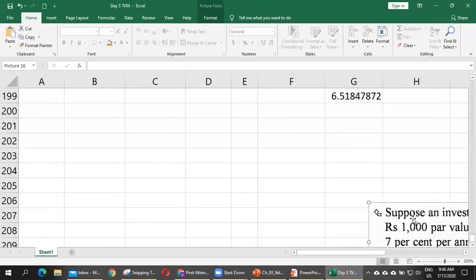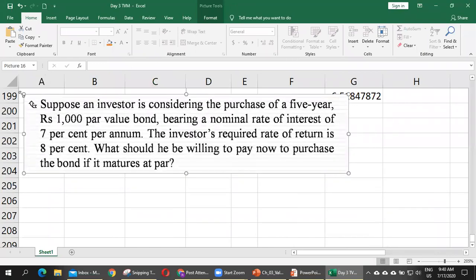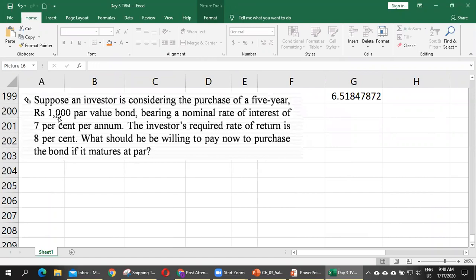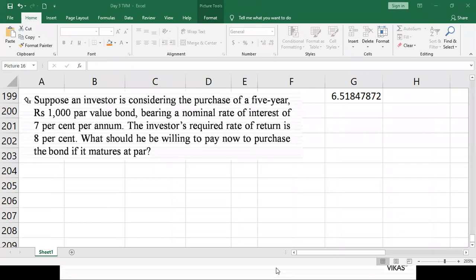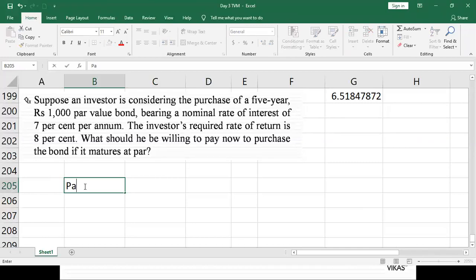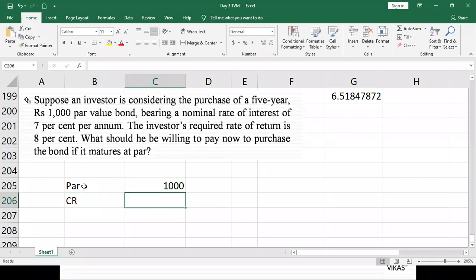What is the coupon rate? The coupon rate of interest it pays. How much? Par value is 1,000, and the rate of interest is the coupon rate. Coupon rate, how much? Coupon rate 7%. Good, yes, 7%.